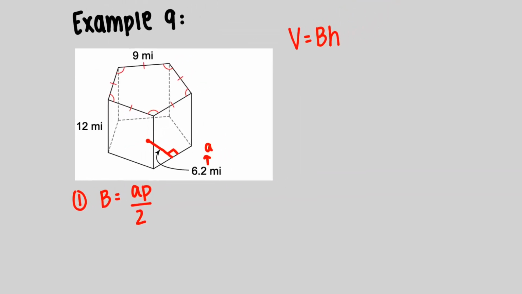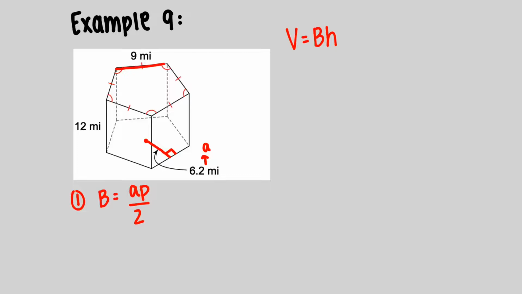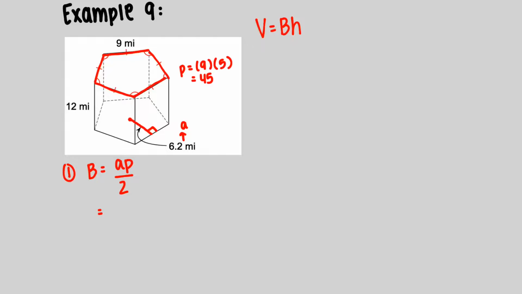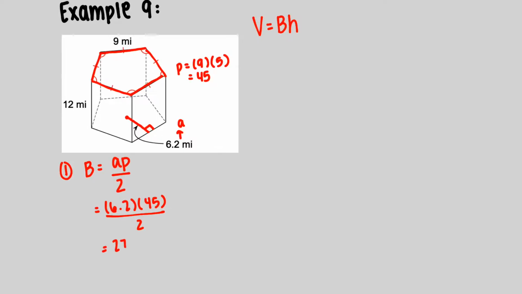But I'm not just given the perimeter. I am given the length of one side, and I know that all 5 sides are the same length. So to find my perimeter, I take my side length, which is 9, and I'm going to multiply it by the number of sides, which is 5. And 9 times 5 gives me 45 for my perimeter. So now I can go and find that area of the base. I take my apothem, 6.2, times my perimeter, which is 45, and I'm going to divide it by 2 in the end. So 45 times 6.2 gives me 279. And then, of course, your last step is to divide that by 2, and you end up with 139.5 for the area of your base.